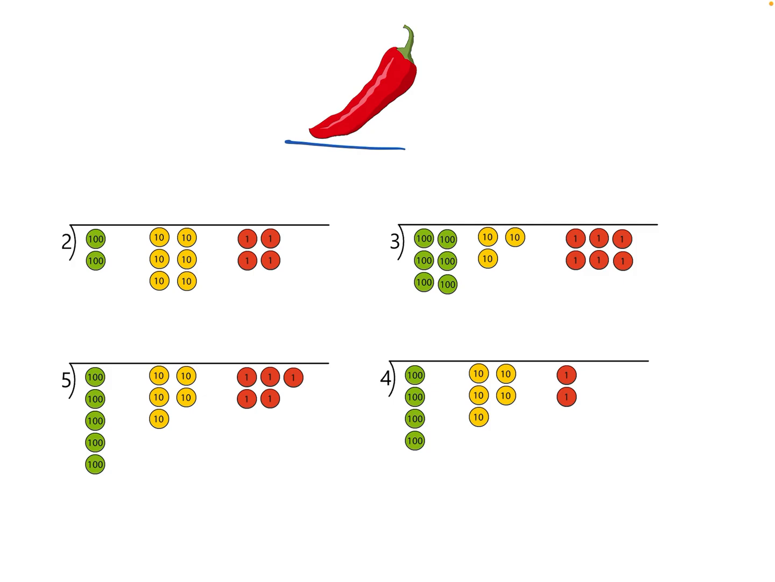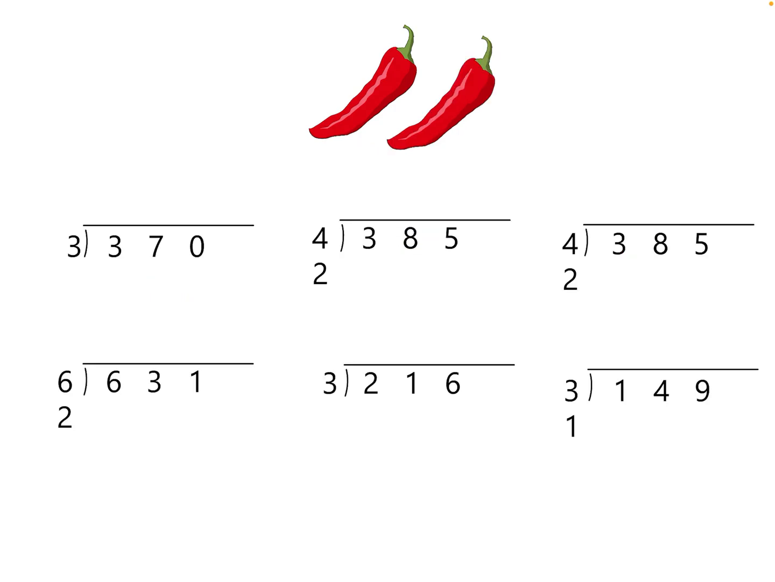So here's your questions for today. What I want you to do is, 1 chili, I want you to work out these calculations. So that's 264 divided by 2, 555 divided by 5, 636 divided by 3, and 452 divided by 4. Give it a go and see how you do. If you're confident with this, move on to the next chilies.